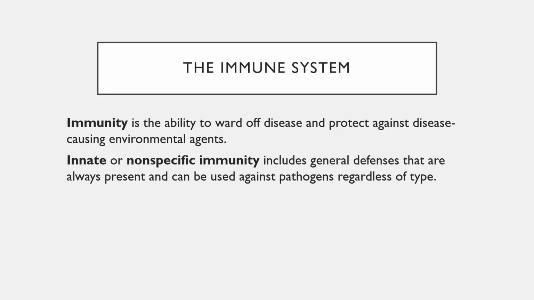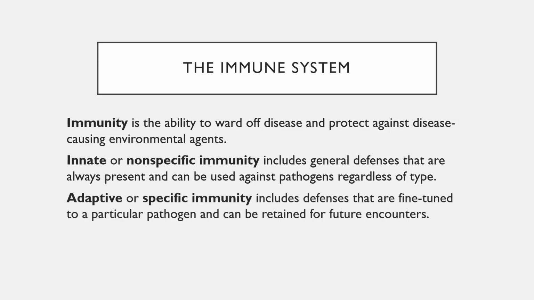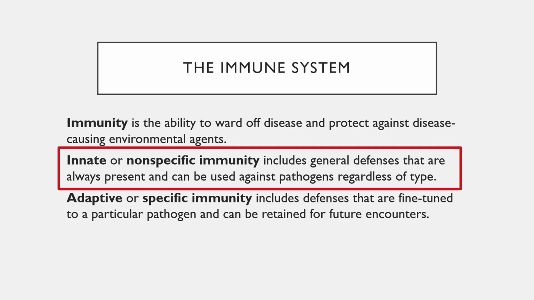The adaptive immune system or the specific immune system provides defenses that are fine-tuned to a particular pathogen and can be retained for future encounters. So in other words, our immune system has a memory, and that component of the immune system is classified as the adaptive immune system. These two halves of the immune system are divided into two chapters in your textbook, chapter 17 and 18, and we are going to cover them together in the same lecture in sequence, starting by discussing the innate nonspecific immune system.